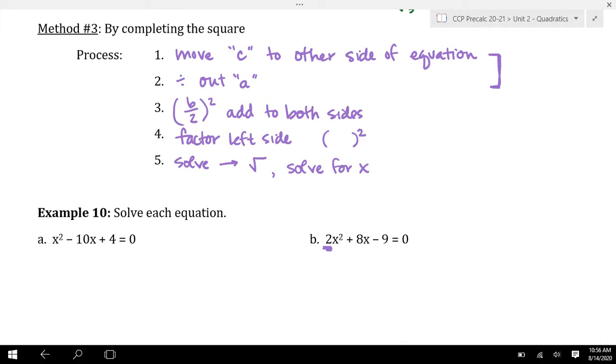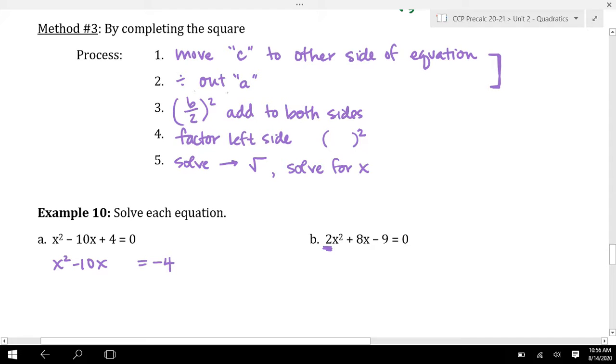So let's go ahead and try a couple. First one, I've got x squared minus 10x plus 4 equals 0. So I'm going to go ahead and take that plus 4, that c, and move it to the right side of the equation. So x squared minus 10x, I'm going to leave myself a spot because I know that I'm going to be putting a new number in there. So I always leave myself that space so I don't have to rewrite it. Now, if that was a plus 4, then I'm subtracting 4, so it now equals negative 4.